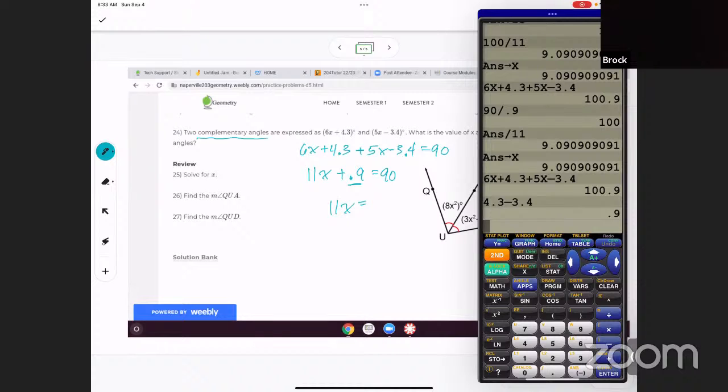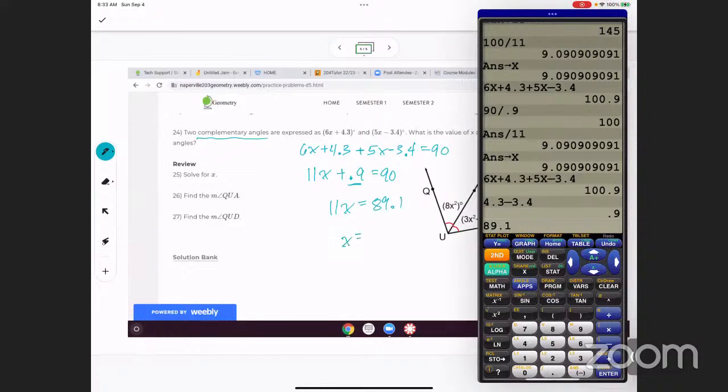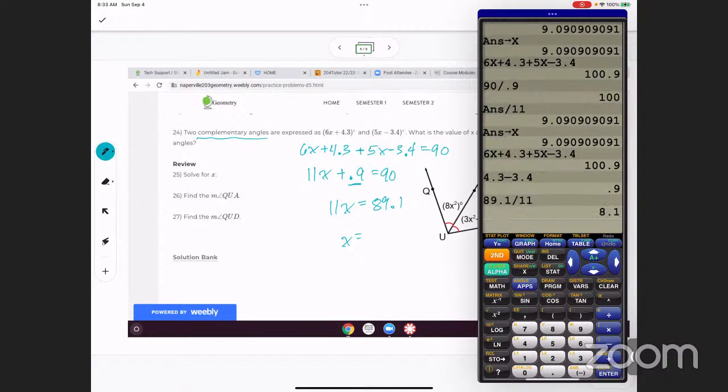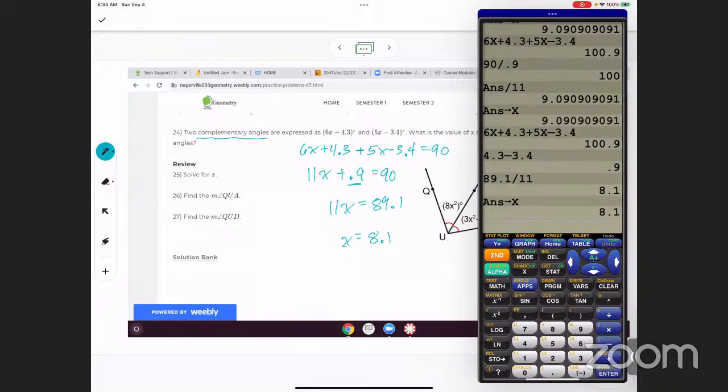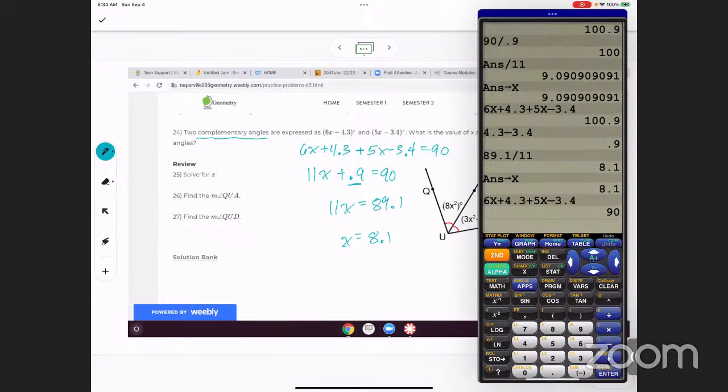But hey, that shows you why you check your answer with this store button trick, right? So this would be 89.1. And x equals 89.1 divided by 11, which is 8.1. Okay, now let's check it again. I'm going to store that for x, hit enter, and then go up and grab this and hit enter, and then it should be 90. There we go.